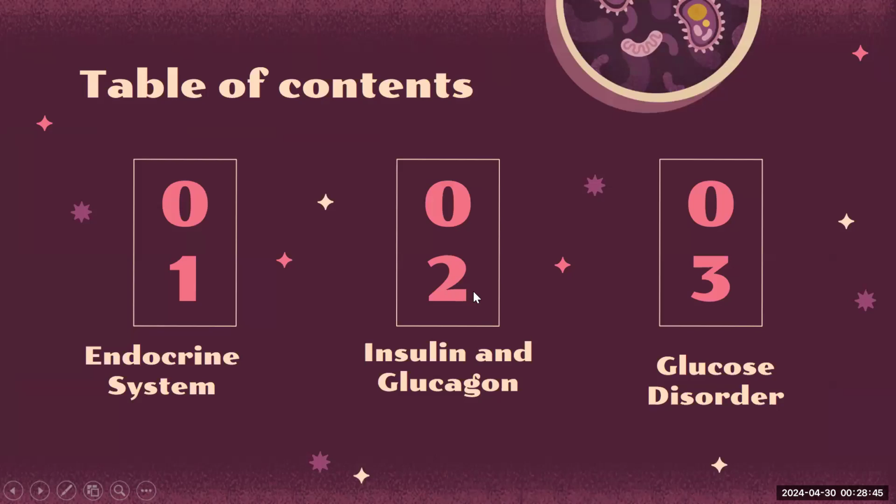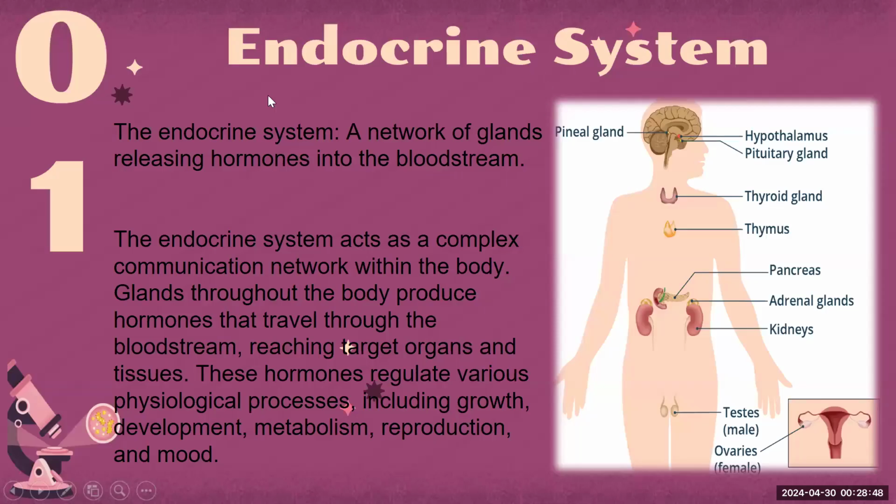So first of all, the endocrine system, as we said, is a network of glands that release hormones directly into the bloodstream. Here, in this picture, we have many organs in the endocrine system. We start with the head. We have the pineal gland, the hypothalamus, and the pituitary gland. The pituitary gland is considered the master gland, and in the next slide, I'll talk about it in more detail.